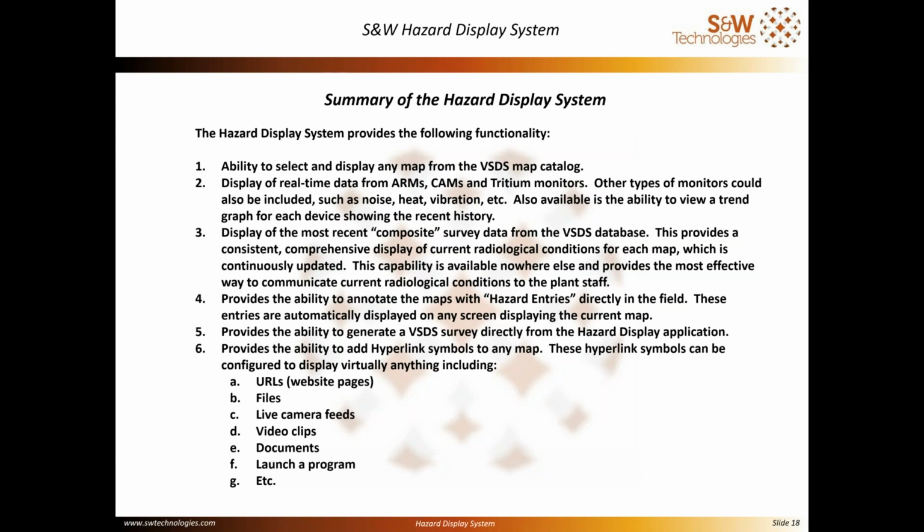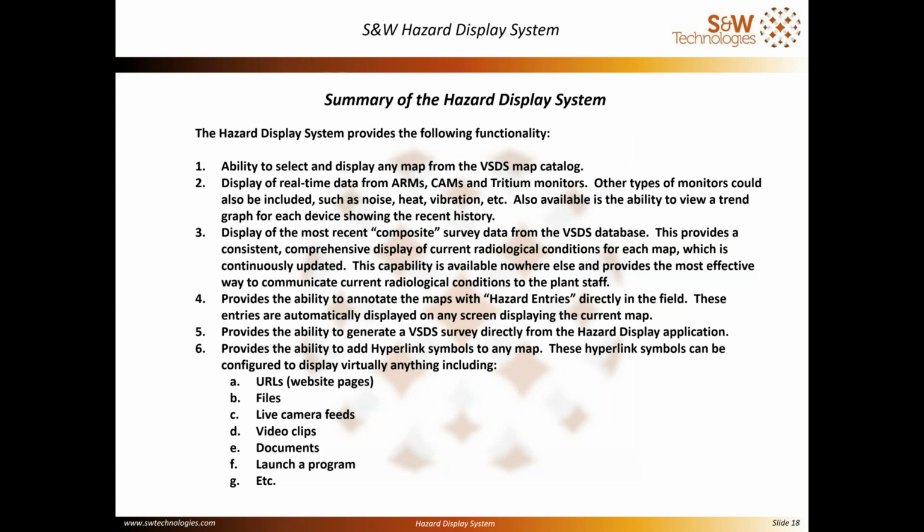It will display the most recent composite survey data from the VSDS database using that grid structure. And again, you don't have to have that grid displayed. You can turn it on or off. It's just optional. It's easier to describe how the process works by having it displayed. And you can annotate your maps with these additional hazard entries. You can generate the VSDS survey from the hazard display module.